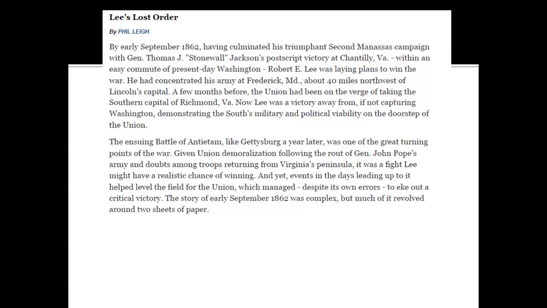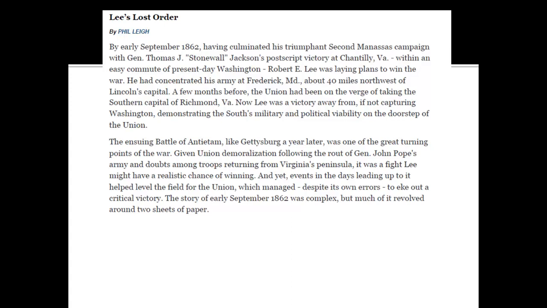And of course the Union tried to take Richmond, so the South is trying to be a victory away. He was actually approaching from the northern side, and you had the Battle of Antietam, which was like Gettysburg a year later. It's one of the great turning points of the war. Now, lots of turning points in a war, but the Union was demoralized. Lee was outnumbered, but he might have a realistic chance of winning because, after all, he had won in previous circumstances. And he was on the move, and they didn't know where he would attack from. But there were events that happened that allowed the Union to eke out a critical victory.